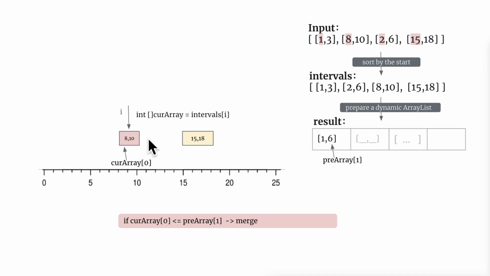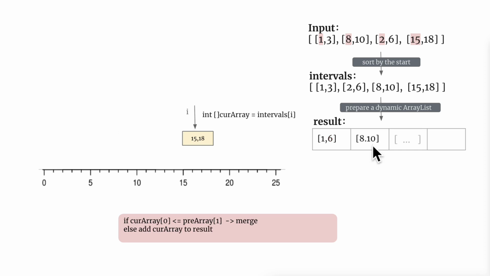Pointer i moves forward. The current interval is 8, 10. If the current interval's start value, which is 8, is greater than the previous interval's end value, which is 6, these two intervals are not overlapping. We directly add the current interval into the result.